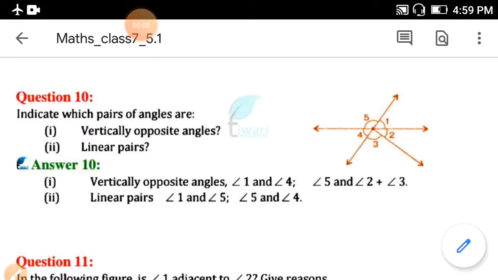Lesson number 5, exercise 5.1. Here we have completed up to question number 9.